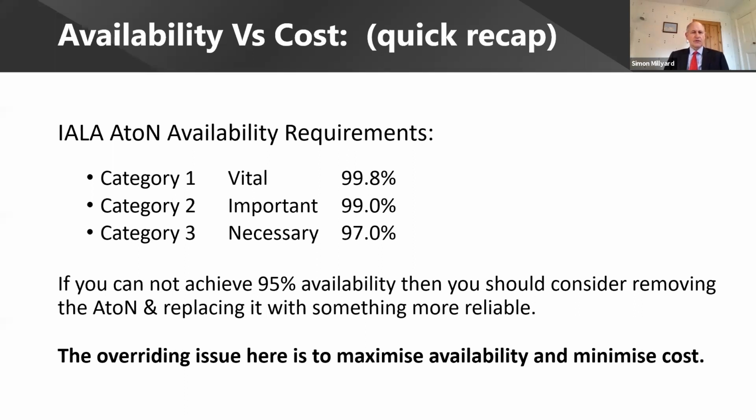The guideline on IALA availability goes on to say that if you cannot achieve 95% on any AtoN, then you should consider taking it away and replacing it with something more reliable. Because if the mariner turns up into your waters, they're expecting to see the AtoN working, and 95% is the bare minimum. But the overriding issue here is to maximize availability and minimize the cost.